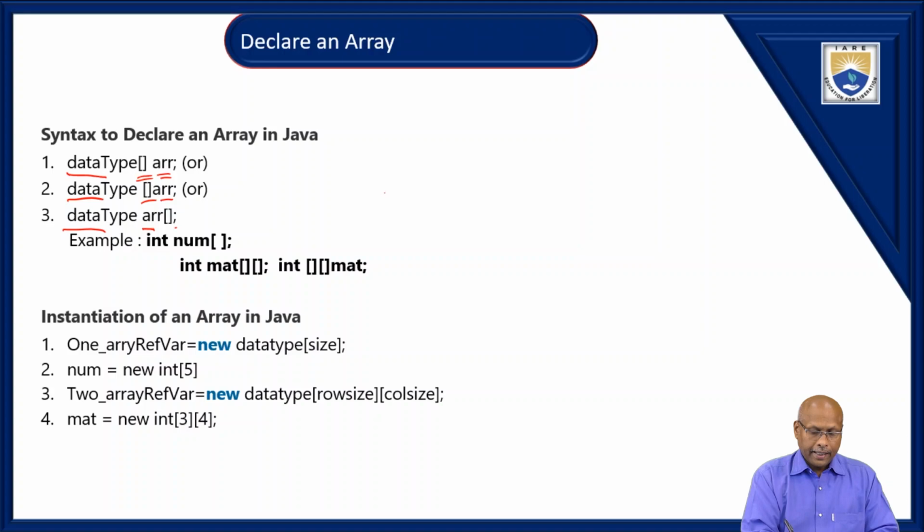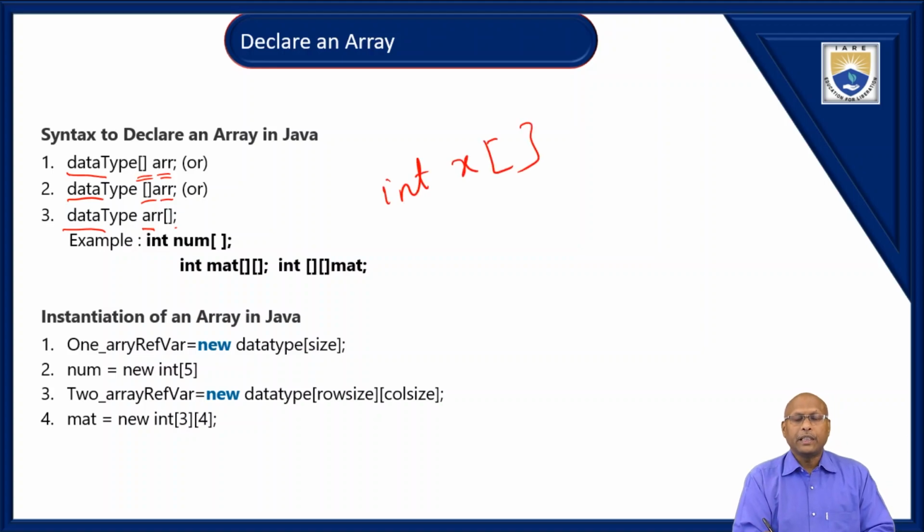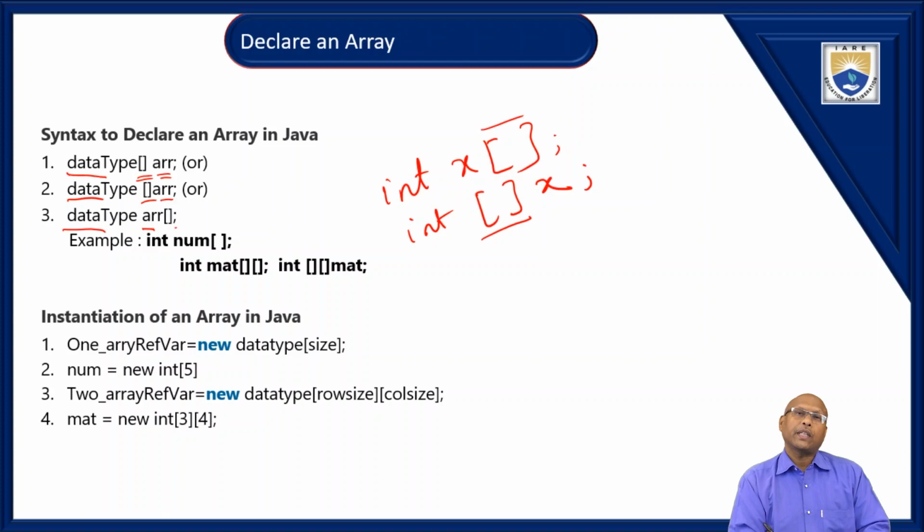So I can write here int x square bracket. This is one type of declaration. Or I can write int square bracket x. That means the name of the array is x. This square bracket you can write either before the name or after the name. Both are correct. So Java allows you to define the array in many ways. Either you can follow the first or second or third. This is one way of array declaration.